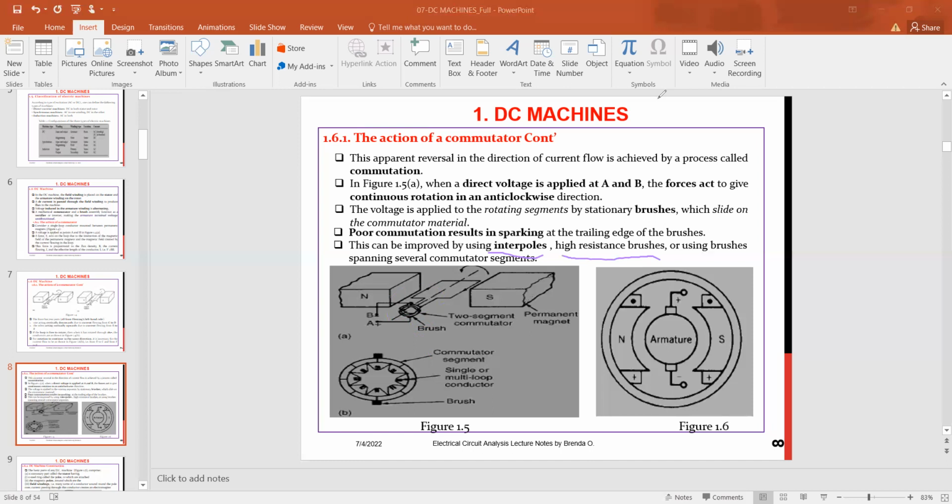So here in our figure B, we have a commutator segment. We have a single or multi-loop conductor. Then we have the brushes. These are the brushes we have seen from our figure 1. These are the commutator segments. We have around 1, 2, 3, 4, 5, 6, 7. We have 7 commutator segments in this section.